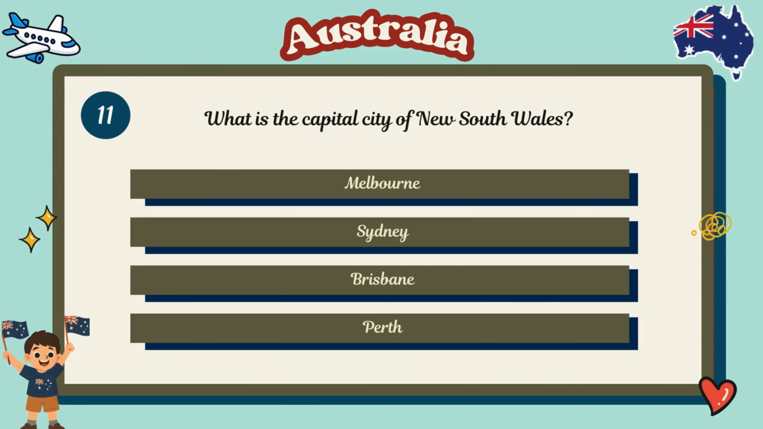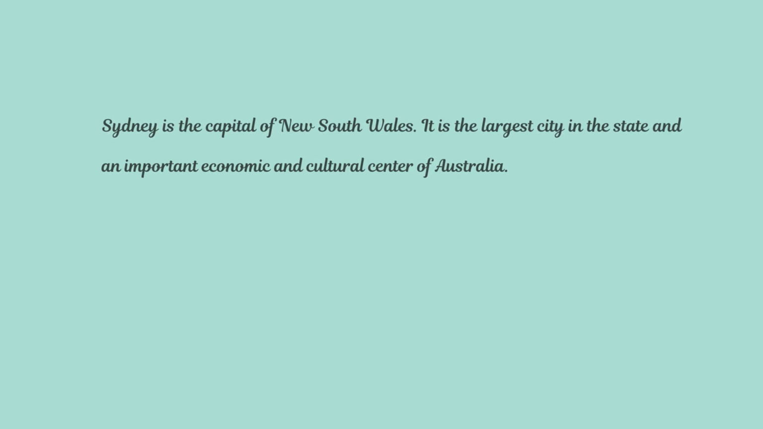Question 11. What is the capital city of New South Wales? A. Melbourne. B. Sydney. C. Brisbane. D. Perth. Correct answer, B. Sydney. Sydney is the capital of New South Wales. It is the largest city in the state and an important economic and cultural centre of Australia.